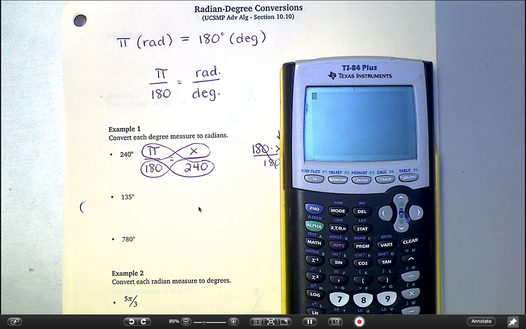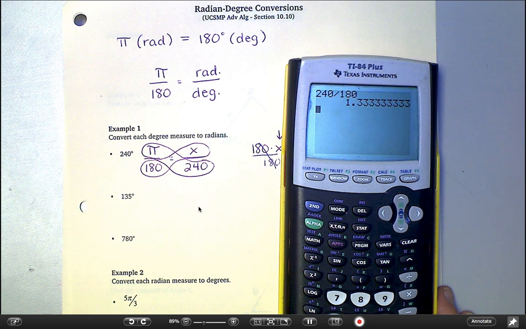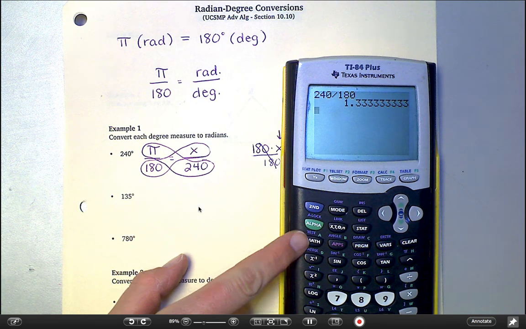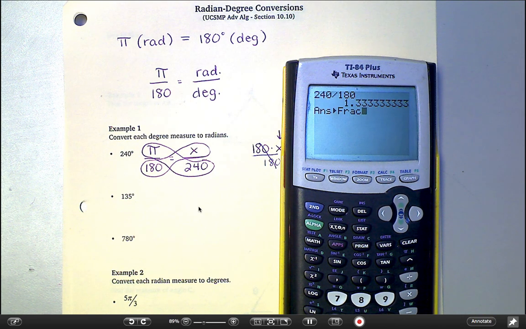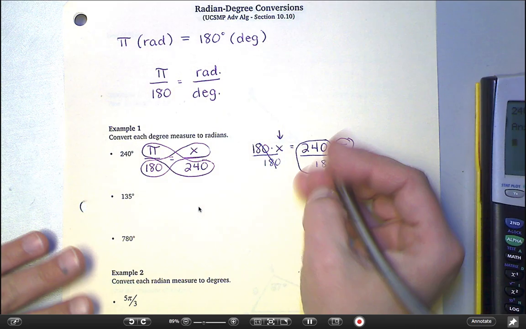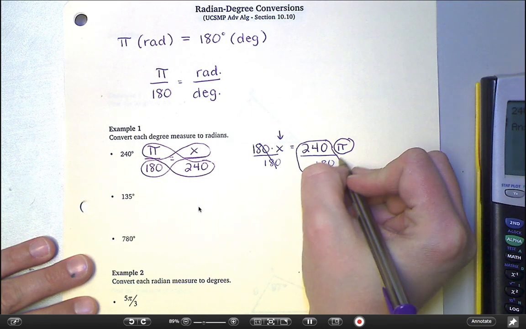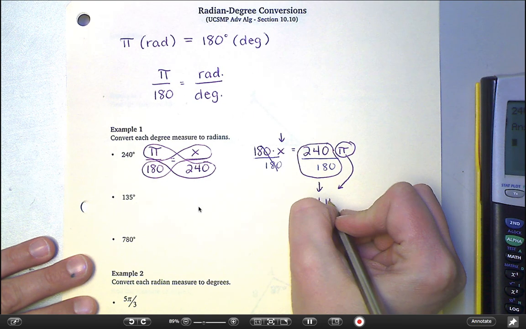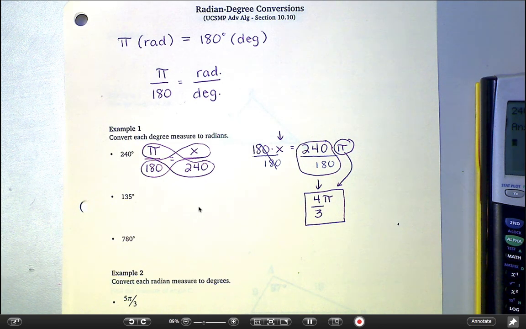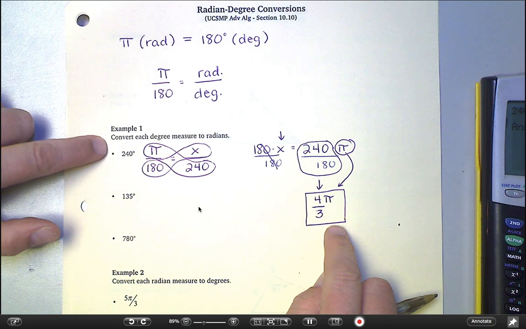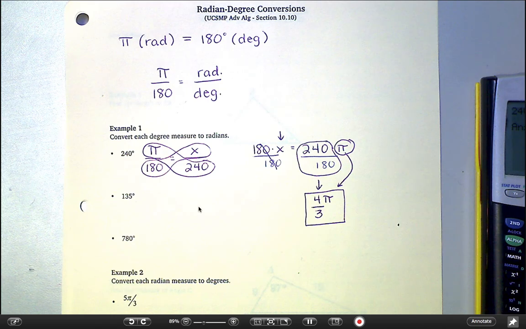Okay, so in my calculator, I'm going to type in 240 divided by 180. There's the decimal equivalent. To turn that into a fraction, I'm going to hit math, fraction, enter, and I get 4 over 3. So this right here is equivalent to 4 over 3, and then I'm going to just drop my pi into my answer, and I end up with 4 pi over 3 as my final answer. And if you think about the location of 240 degrees and the location of 4 pi over 3, you should get that those two things are equivalent.